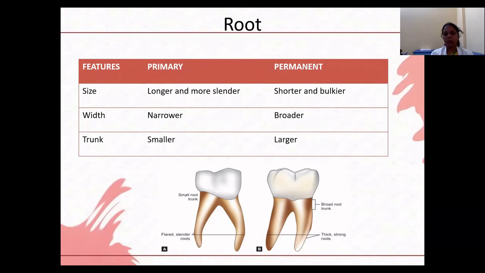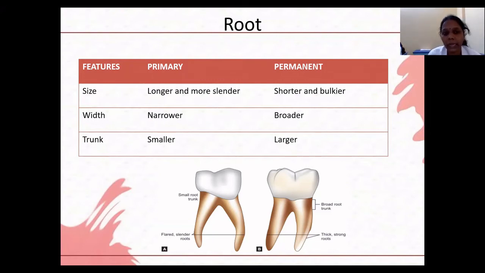Next, moving on to the root-wise difference between the primary and permanent teeth. See the picture shown below. In the picture you can see that the root of the primary teeth is longer and more slender when compared to that of the permanent teeth. In the permanent tooth, that is picture B, the root is very short and bulkier in nature. Here also, the primary tooth is narrower when compared to the permanent tooth, which looks broader.